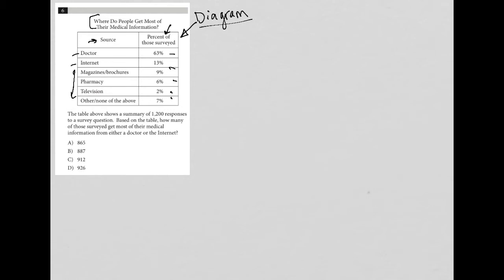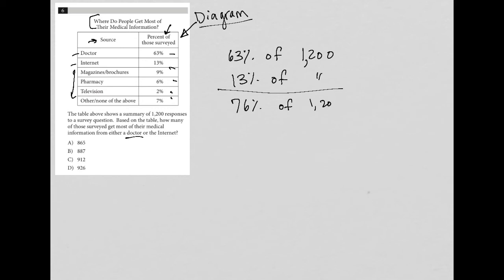So the question goes on to say the table above shows a summary of 1,200 responses to a survey question. Based on the table, how many of those surveyed get most of their medical information from either a doctor? So doctor is 63% of the 1,200, right? Or the internet. So internet is 13% of the 1,200. So really, what I can do is I can say, well, altogether, the percentage here is 76% of the 1,200 people surveyed.